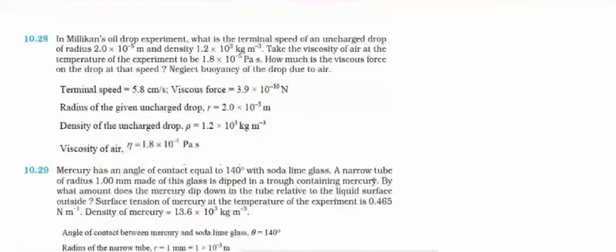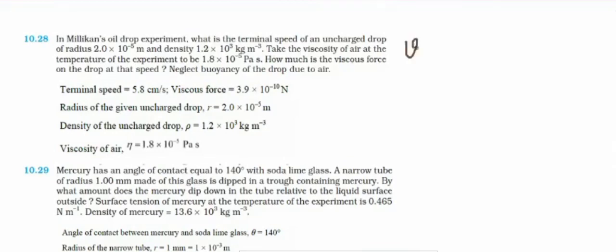Then next question 28, Millikan's oil drop experiment. What is the terminal speed of an uncharged drop of radius 2 × 10^-5 meter and density 1.2 × 10^3 kilogram per meter cube? The data is given. You are asked to calculate the terminal speed.